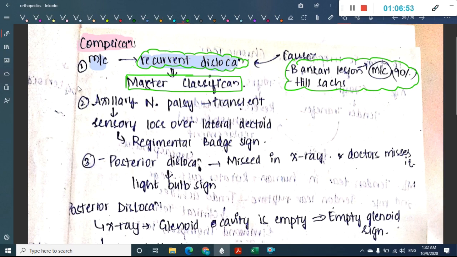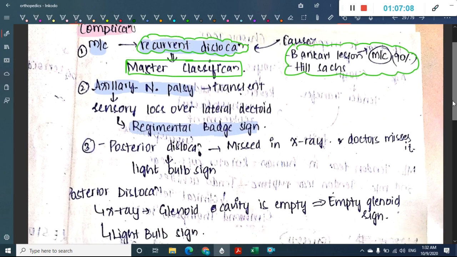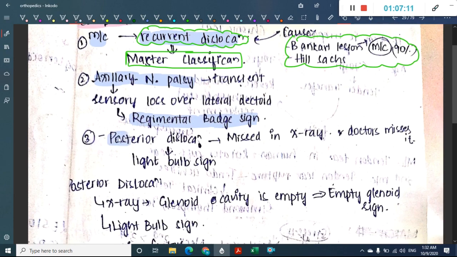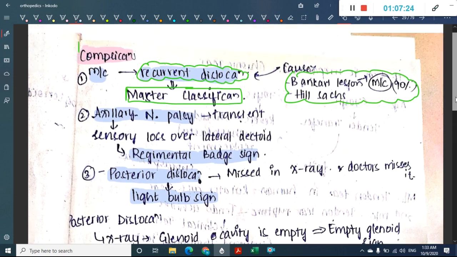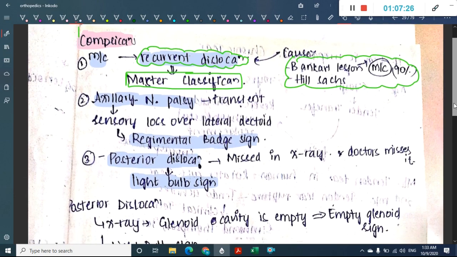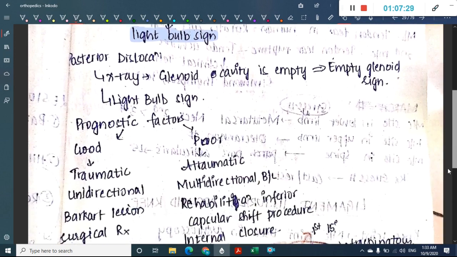Then we have one more complication, axillary nerve injury, but this is transient, and we have a sign over the lateral deltoid due to axillary nerve palsy, which is called the regimental badge sign. Then we also have posterior dislocation. Actually, this is generally missed in the X-rays, and also the doctor misses it, but it has a sign called the light bulb sign. So these are the main complications of dislocation of shoulder.